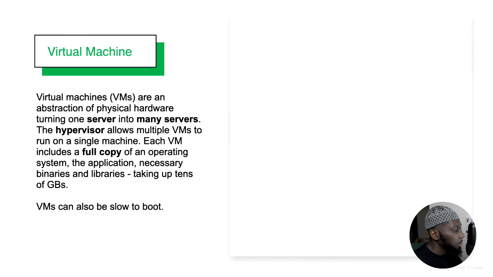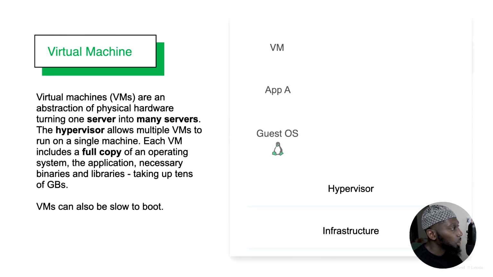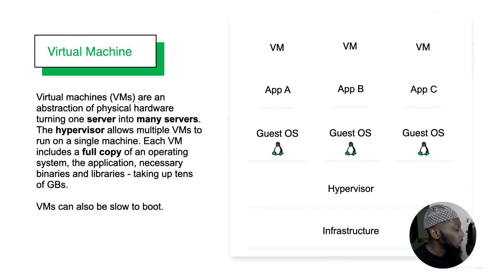But in reality, it looks like this, right? You have the infrastructure and you have the hypervisor, and then on top of it, you have the actual virtual machine. Here, let's say that you have one application, app A, right? That sits on top of a virtual machine. And then inside you have a full guest operating system. This is a full guest operating system. If you want to deploy a second application, then you can have a second VM and then a third VM, and so on and so forth.